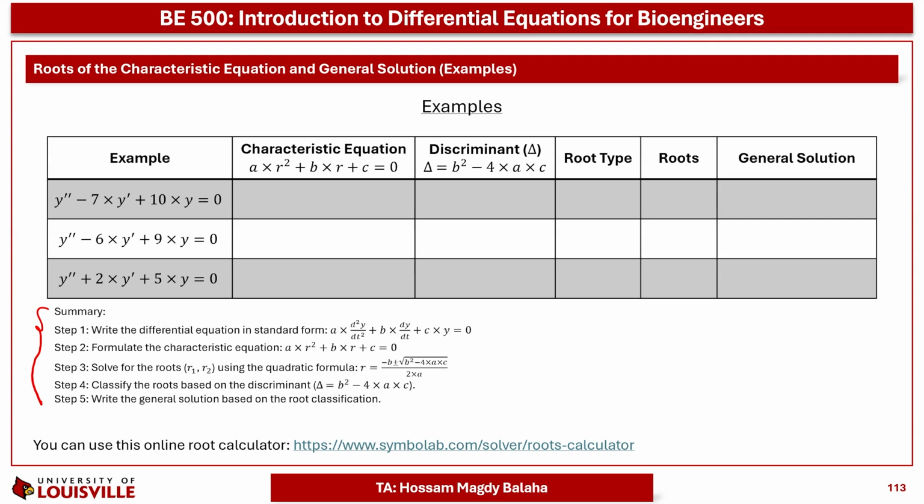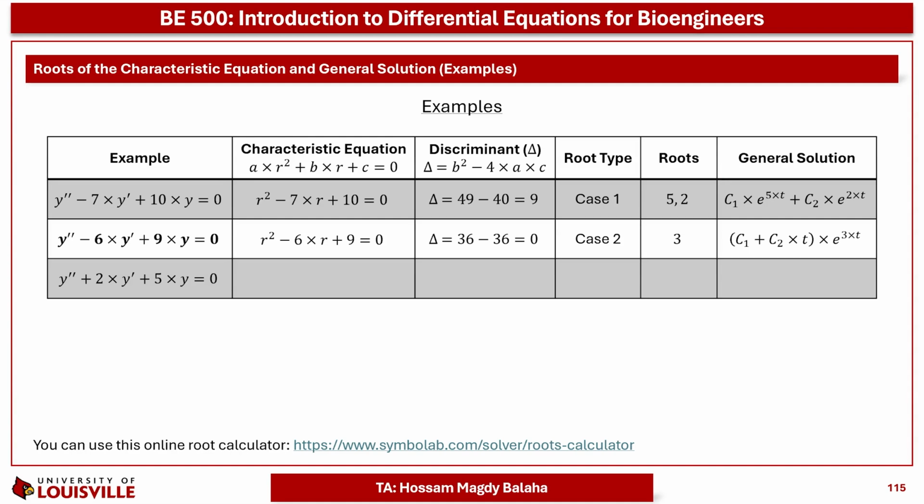Ensure that all of them are homogeneous, equal to 0, and contain constant coefficients; 1, 10, 9, 5 are constants, so we can proceed with the steps. For the first, convert it to the characteristic equation, you will get r squared minus 7r plus 10 equals 0. The discriminant b squared minus 4ac will equal 9. So we are in case 1. Substitute in the quadratic formula. You will get 5 and 2. So the general solution will be like that.